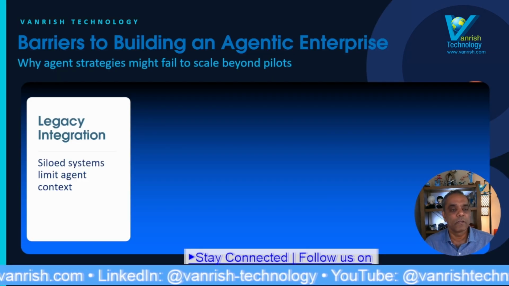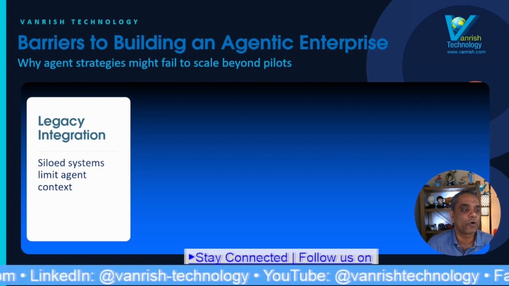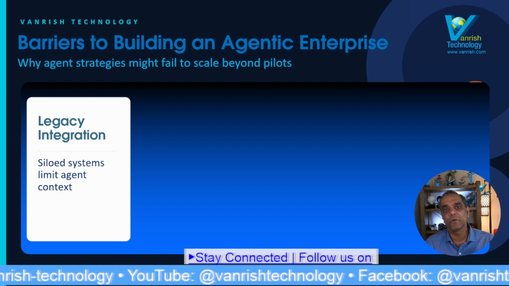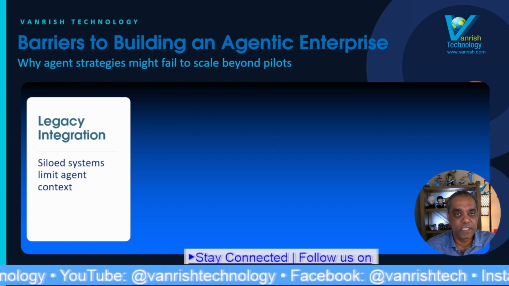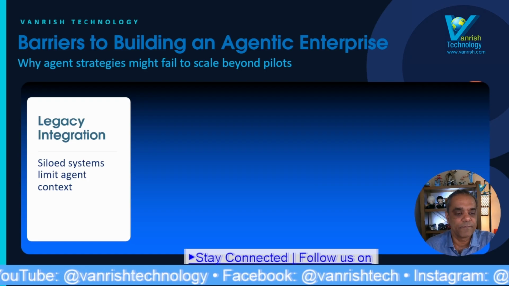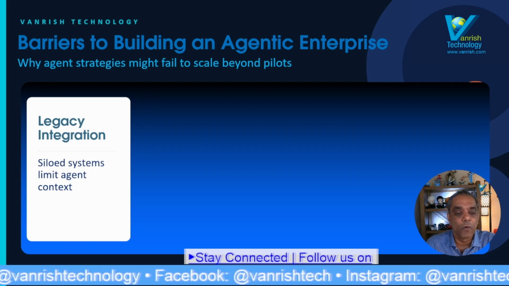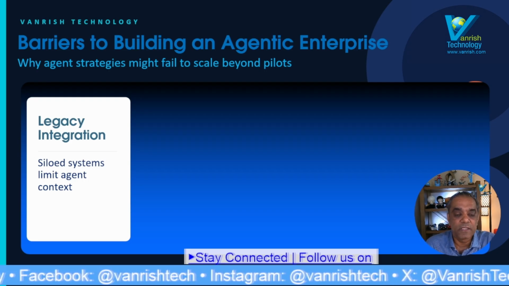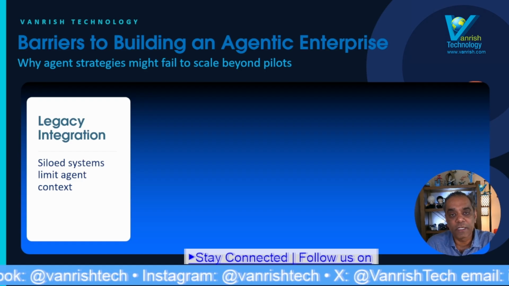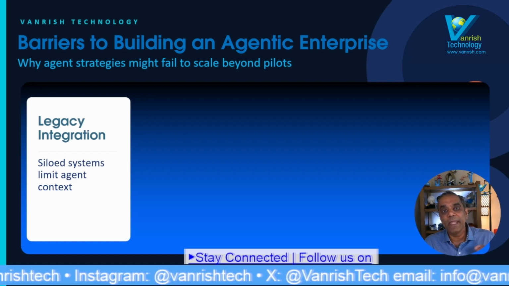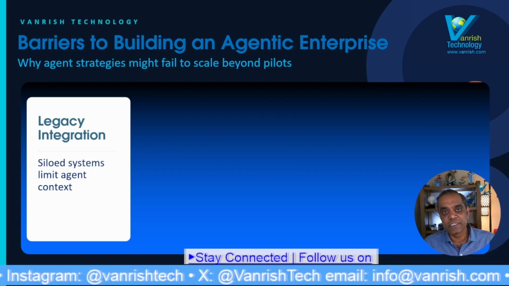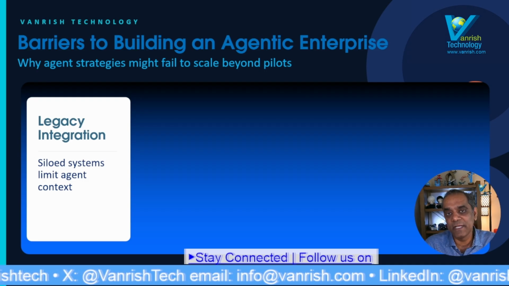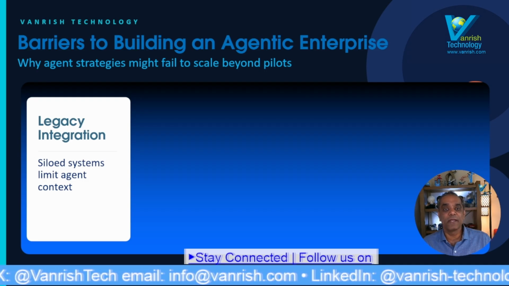So now let's jump into what is holding organizations back. Basically, whenever you start working on the agent fabric, the first thing that comes to mind is legacy integration. Agents can't act on what they can't see. With data trapped in legacy systems and siloed apps, agents lack the full context needed. To make your agent work intelligently on your data, not like any third-party data, that data needs to be exposed to the agent.